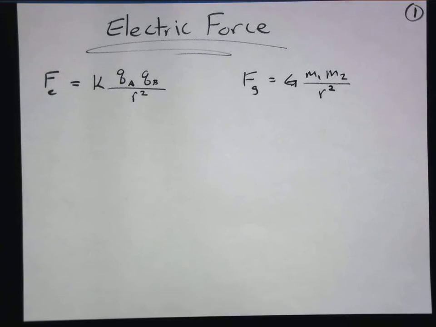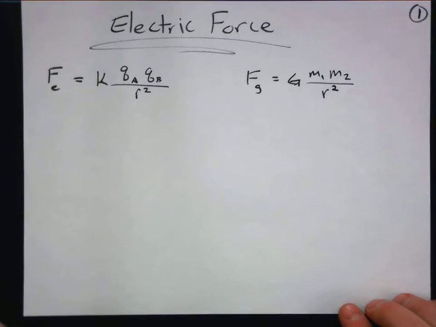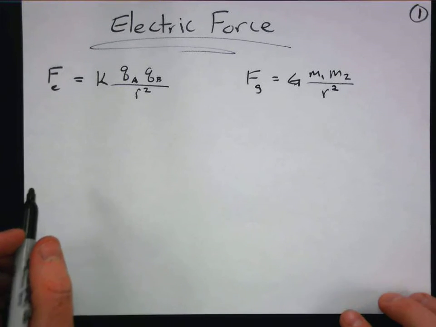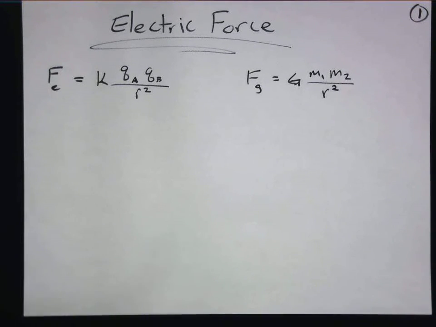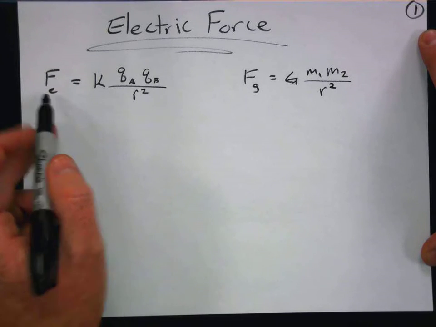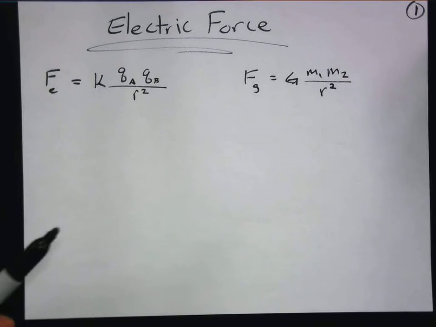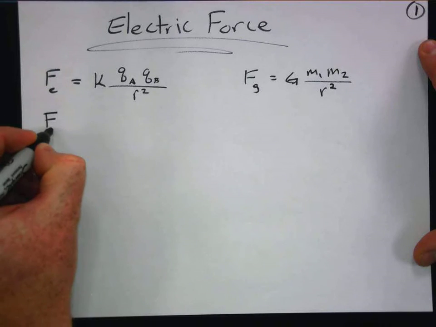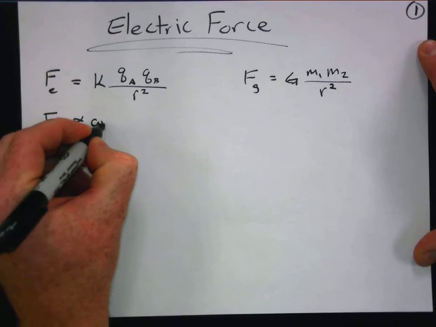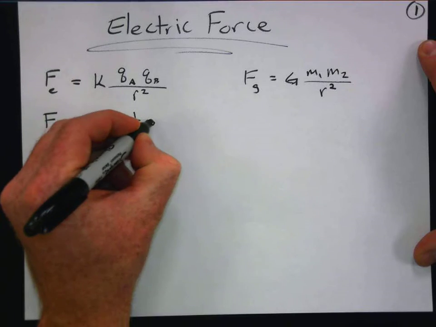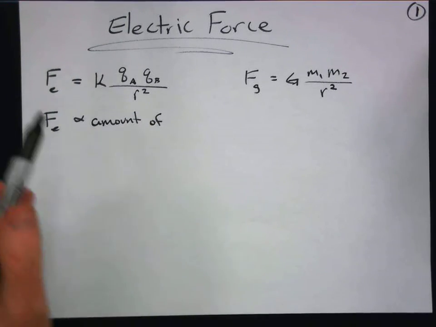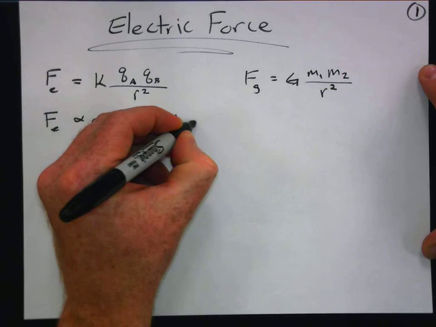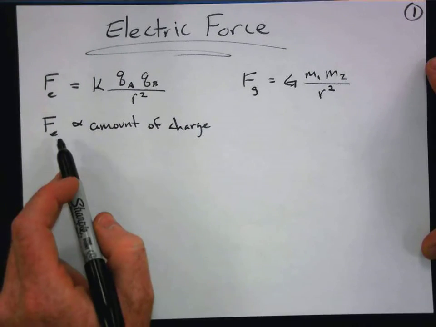So there's a couple things going on that we want to notice. There are similarities, clearly. And there are also a difference or two that really do matter here. First, you want to notice both forces are directly proportional to an amount of something. So with electric force, what's the amount of something that we're dealing with? The electric force is proportional to the amount of charge. If there is more charge involved, there would be a stronger force.